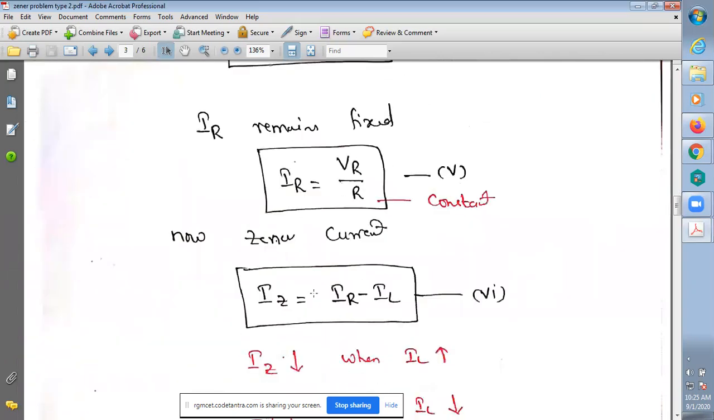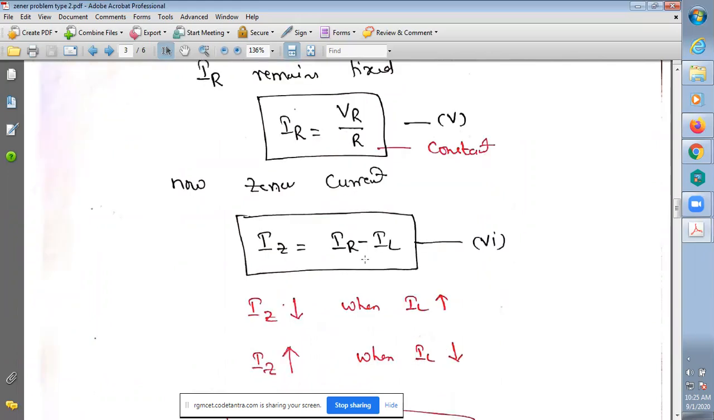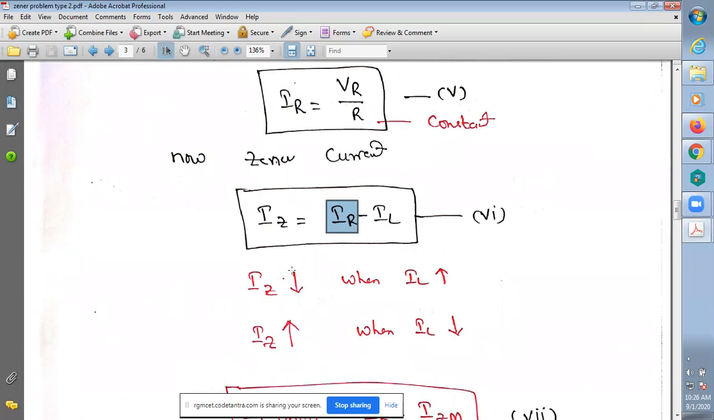Now, Zener current is equal to IR minus IL. Remember here in this expression, IR is fixed, and IZ and IL are variable. If IZ is minimum, this happens when IL is maximum. That is the relation between IZ and IL. If IZ is minimum, maximum load current flows through the circuit.